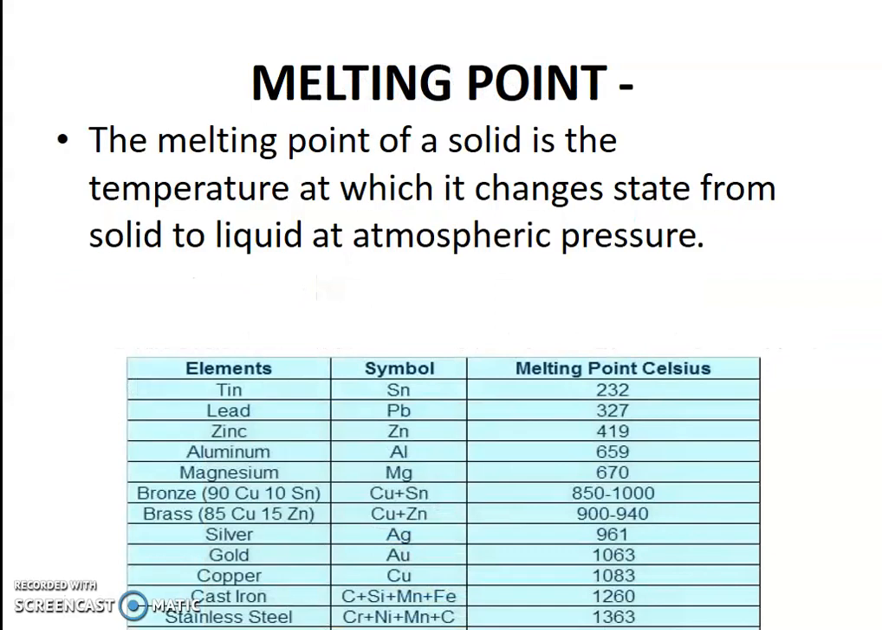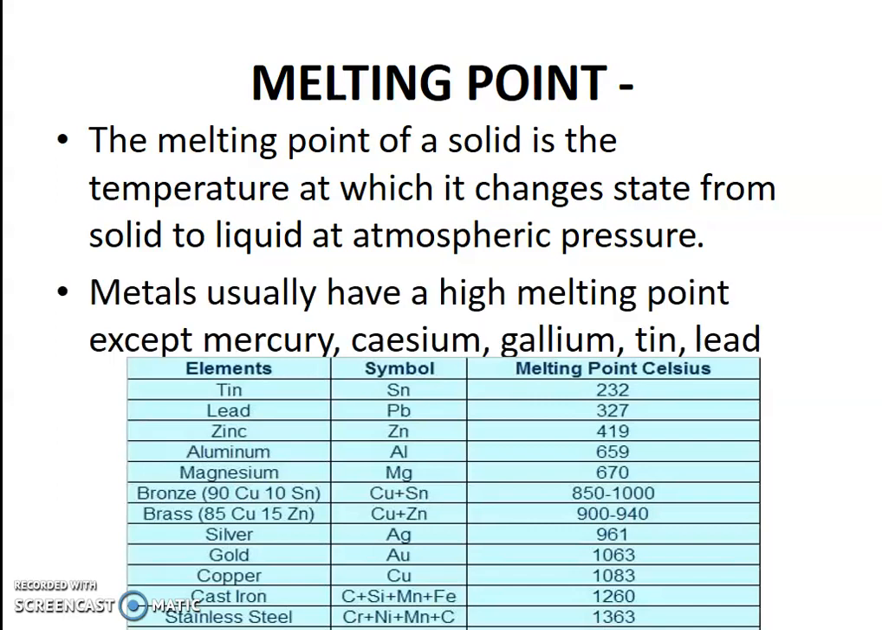Melting point. Metals have a very high melting point. What is the melting point? It is the temperature at which a substance changes from the solid state to the liquid state. Tin, lead, zinc have a low melting point, while gold, silver, copper, iron have a very high melting point.